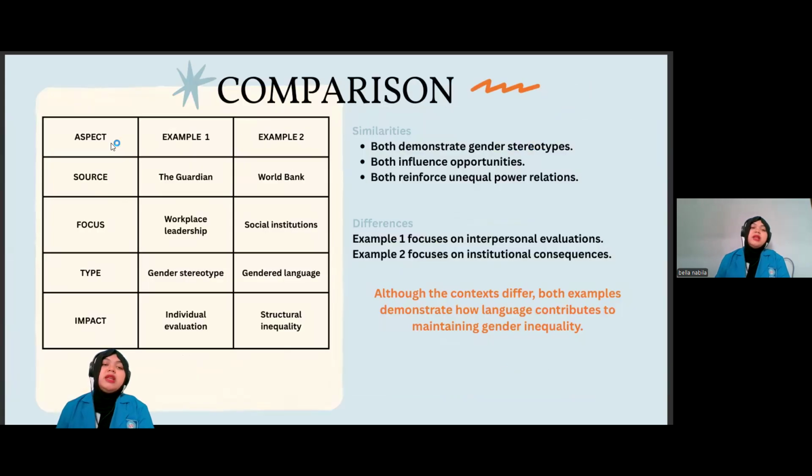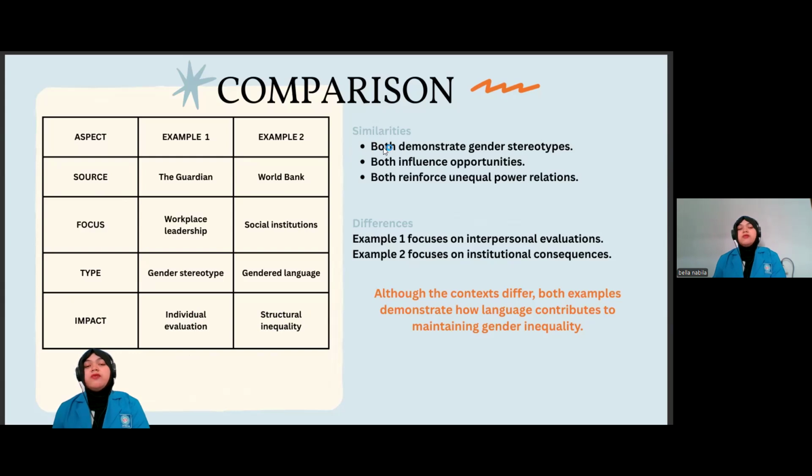The comparison of example number one and number two covers aspects like source, focus, type, and impact. The sources are The Guardian and the World Bank. The focus is workplace leadership and social institutions. The type is gender stereotype and gendered language. The impact is individual evaluation and structural inequality.